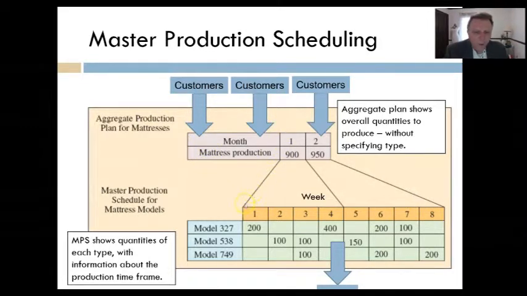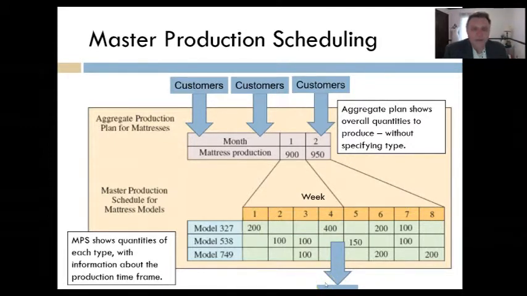And for any one month of those orders, you're going to order by part number. You know, there's 200 Model 327s due, 100 538s, 100 749s in week number 3, for example. So you can see the weekly schedule blowing out here. That's feeding what's called the master production schedule. That weekly schedule feeds the MRP system. Sorry, it looks like that's gotten pulled down a little bit, but this feeds the MRP system.